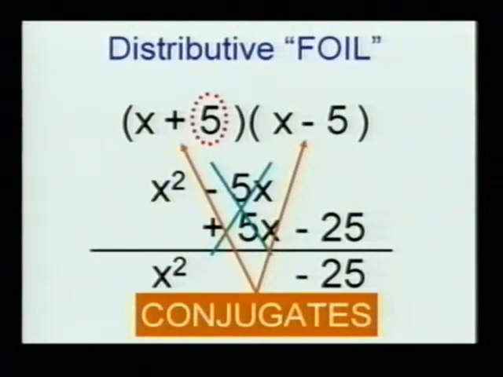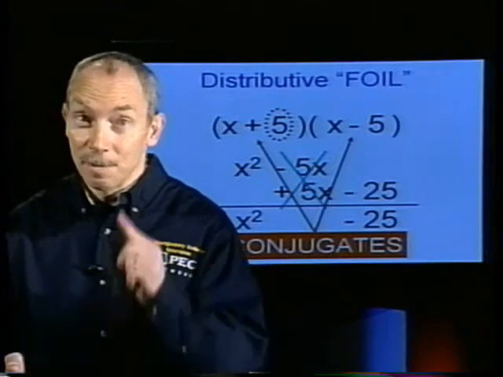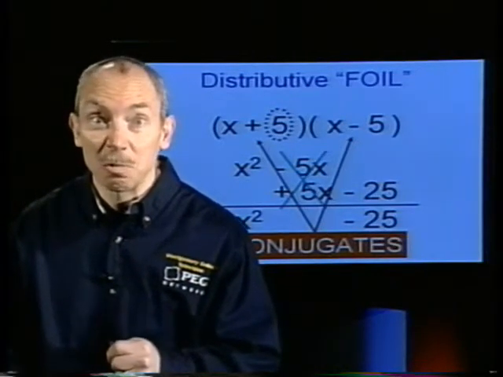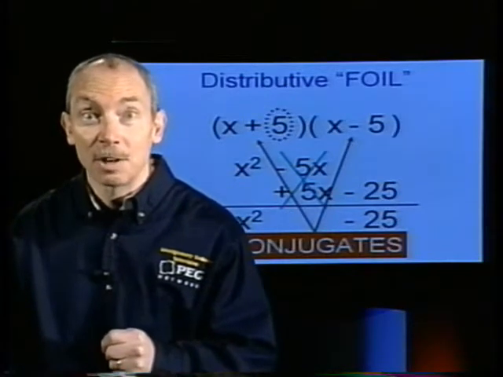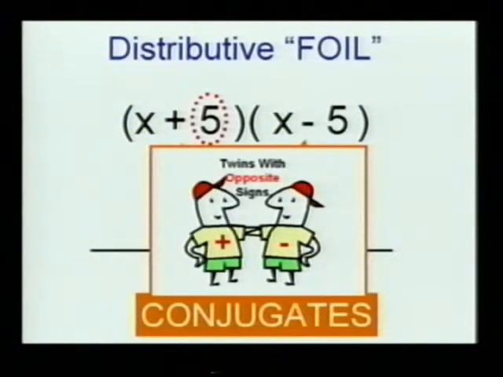Conjugates. Now, I need to tell you a story about this specific problem. A couple years ago, these two factors, x plus 5 and x minus 5, were asked to leave their homes. That request came from their wives. And ever since then, they were asked to never return. And they've been called the conjugate couple.